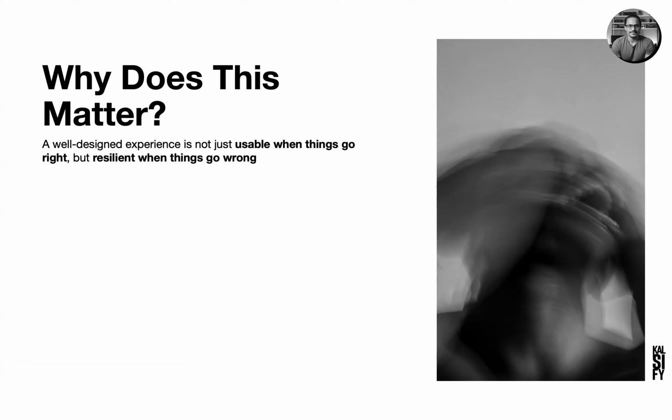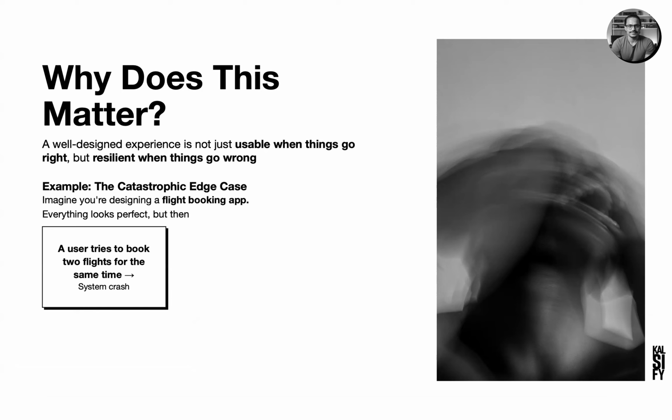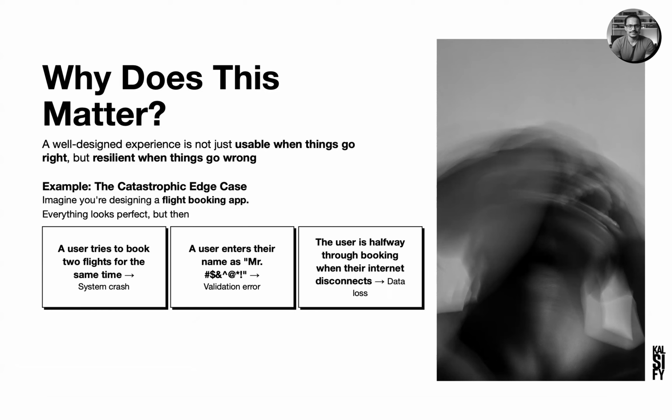Here are some examples of catastrophic edge case. Imagine you're designing a flight booking app. Everything looks perfect. But then, a user tries to book two flights for the same time. System crash. A user enters their name as random characters. Validation error. The user is halfway through booking when their internet disconnects. Data loss. If these scenarios weren't considered, the product fails, leaving users stranded and frustrated.